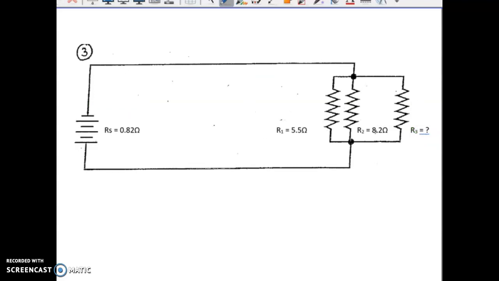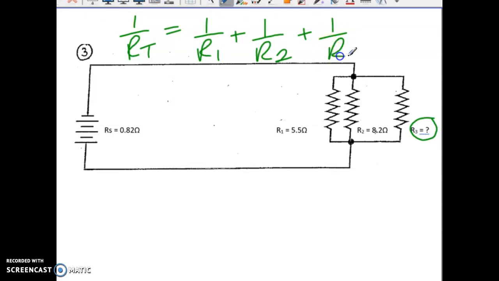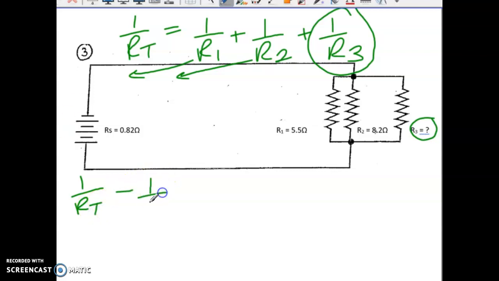Okay, so give this one a try. We're solving for R3 here. Now, let me set this up so you can do this properly. This is very similar, except you want 1 over R3 to be by itself. So that means you want those other items on the other side. Basically it's going to be 1 over RT minus 1 over R1, because remember it's the opposite function when it goes over, minus 1 over R2 is equal to 1 over R3.